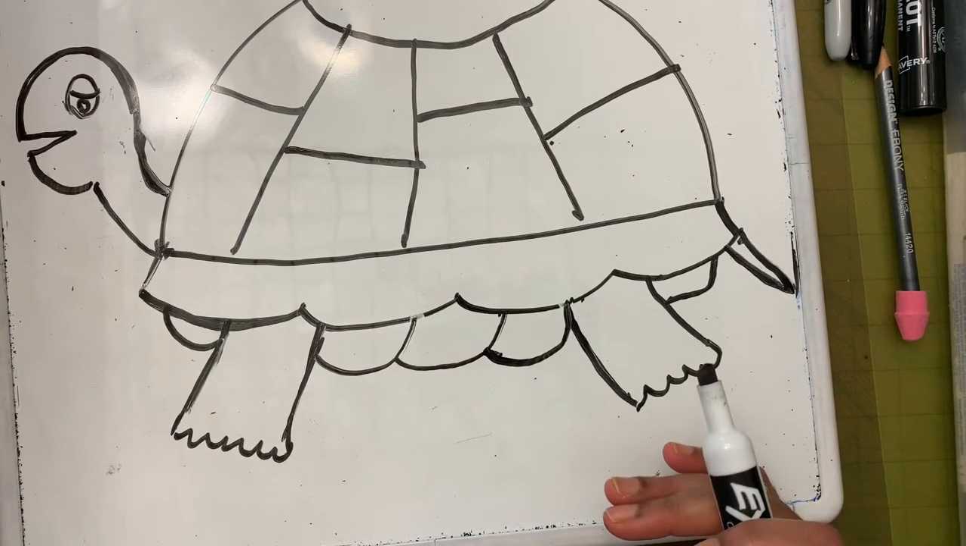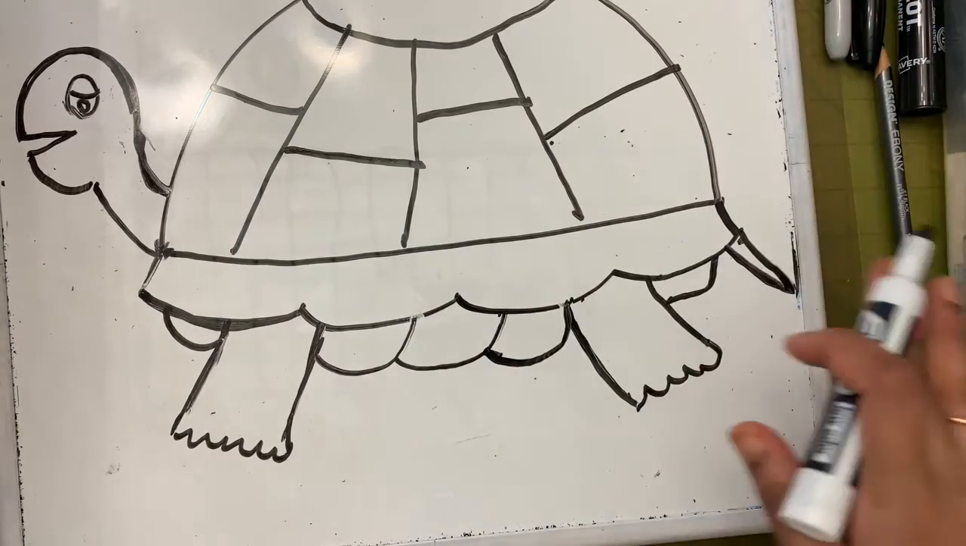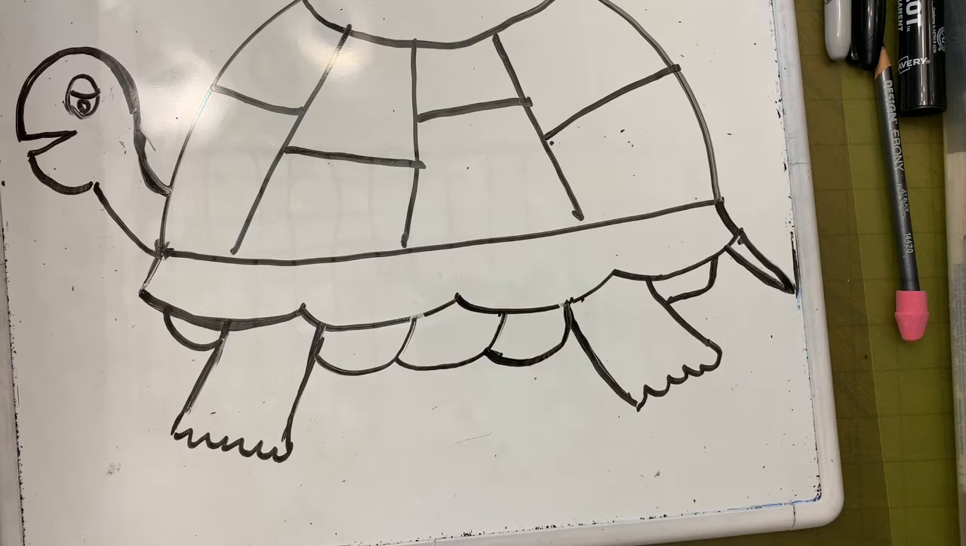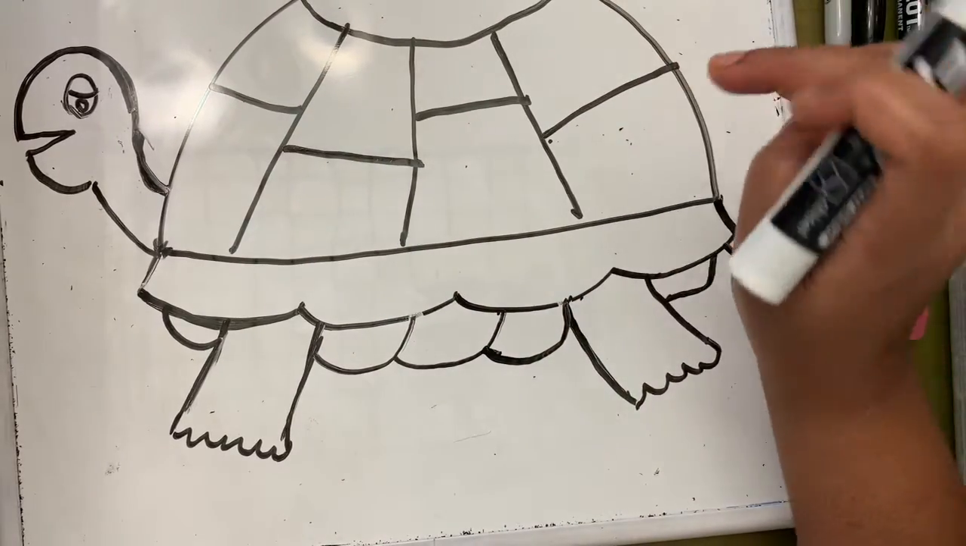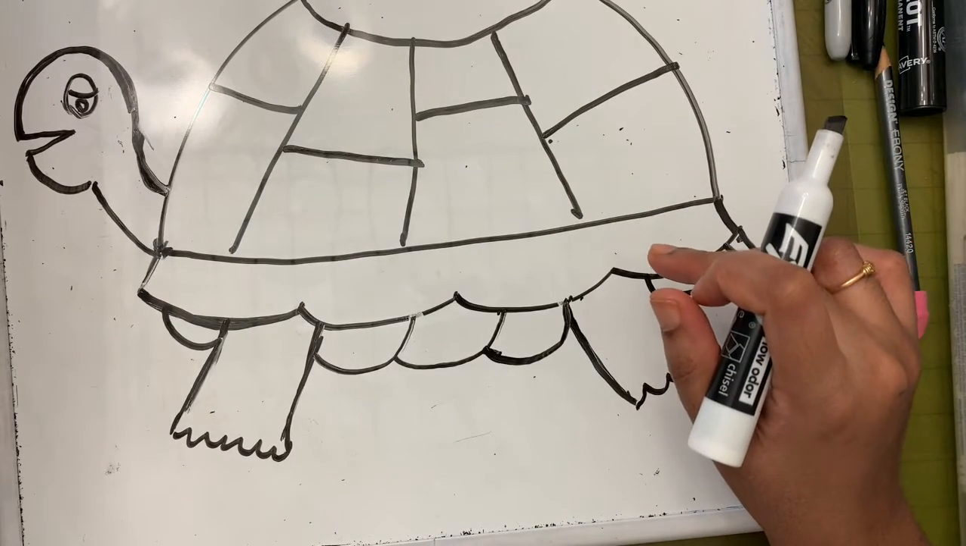How did we draw the turtle? We used some curvy lines, some straight lines, some horizontal lines, some vertical lines, right? And the eyes is not a dot, it's like a circle, so it is okay. Now what we're going to do is each of the sections that we made, we will fill in with all kinds of lines that we learned today.